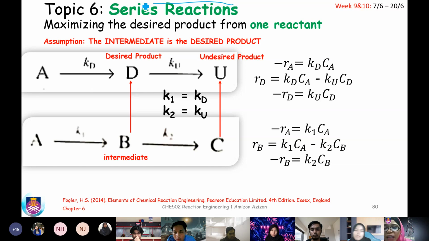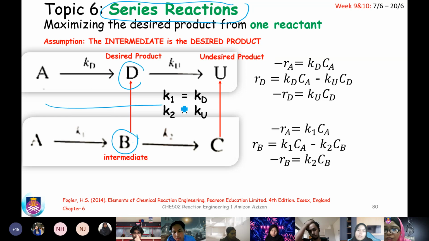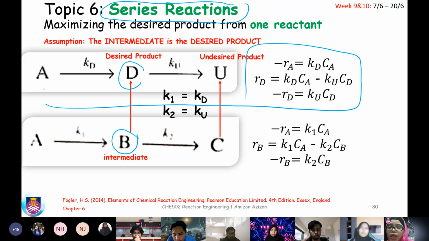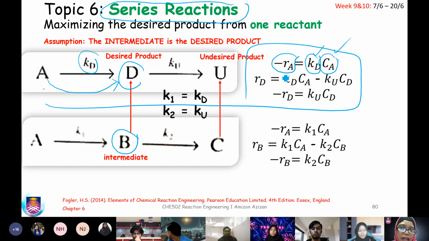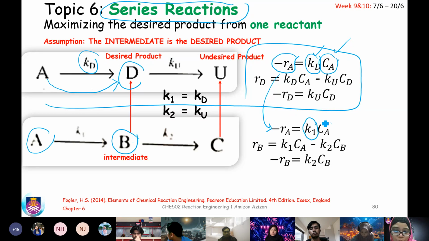Now, take note slowly. We have series reaction. The intermediate is the B, or the D. So let's choose this one. If the A produces D, we are talking about the rate of disappearance of the limiting reactant A. So how do you write it? Simply the K times the C. C of what? C of the reactant. The K of what? Since here we write KD, then it's KD times CA. Same thing if you use this one, simply K1 times CA. Simple as that.